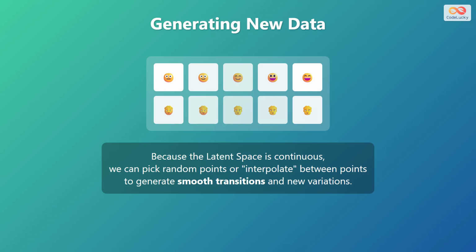Because we forced the latent space to be a continuous distribution, we can now do something magic. We can pick random points in this space, or smoothly glide between 2 points, and the decoder will generate meaningful data. This is how we can take a picture of a face and smoothly morph it into another face, generating new, unique faces along the way.